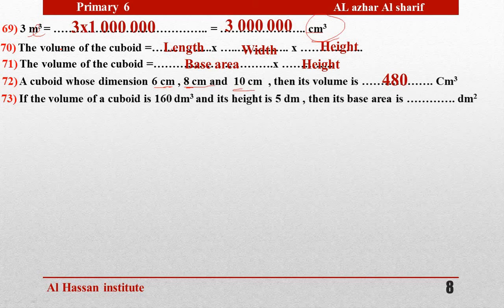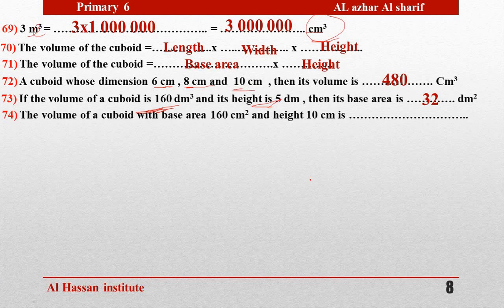If the volume of a cuboid is 160 decimeter cube and its height is 5 decimeter, then its base area equals. Here in this example, he gives me the volume and the height. To find the base area, it equals volume over height. 160 divided by 5 equals 32.